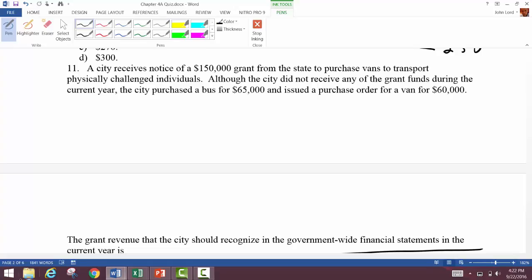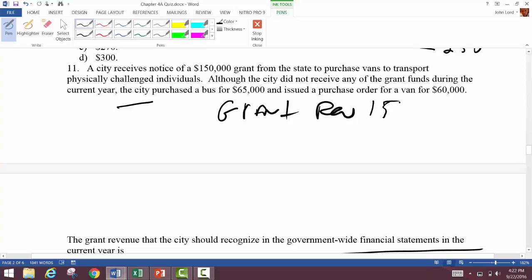So what am I going to do? I'm going to debit, I guess now it's not taxes, but grant receivable for what? 150,000? And I'm going to credit what? Revenue for 150,000, because they told me, hey, go for it, man. Start buying vans and buses because you've got this grant coming, don't you? Right? Okay. Okay, good.